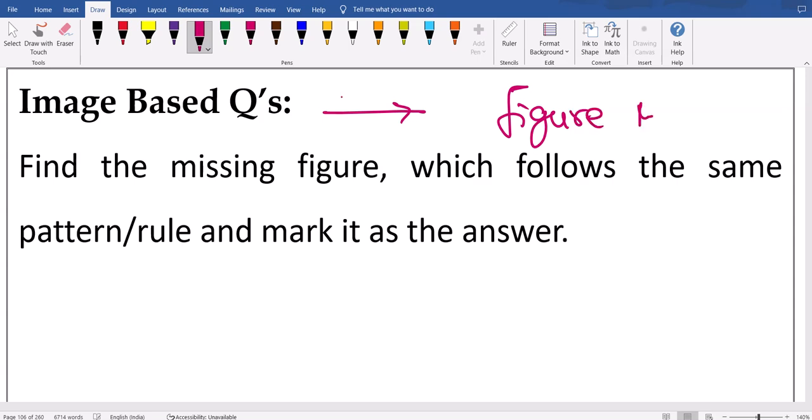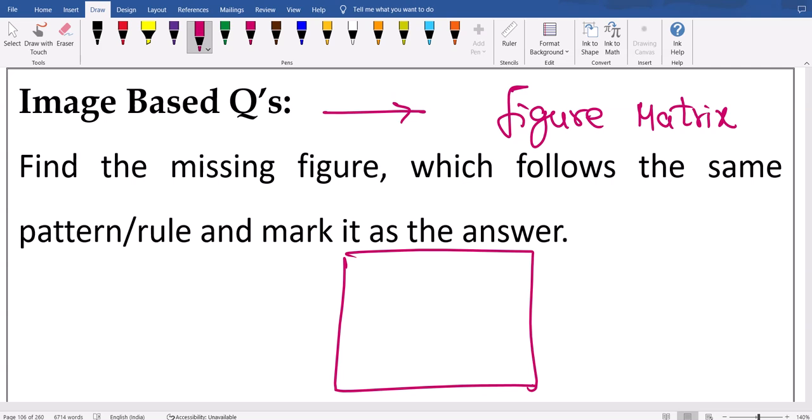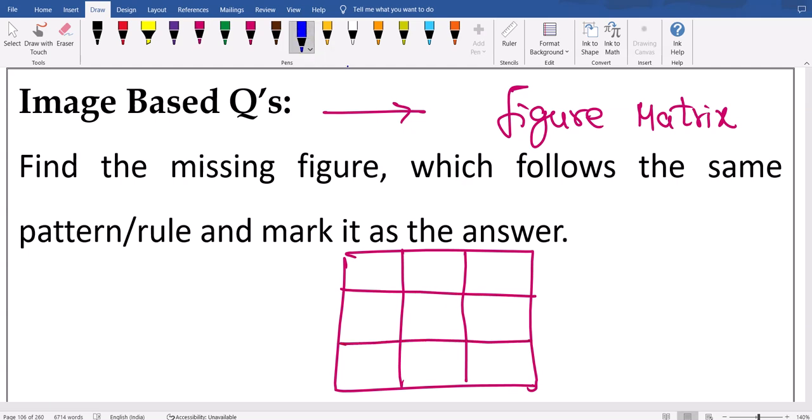Okay, the concept, the diagram, what they given is figure matrix. They are giving a matrix with 3 rows and 3 columns. Logic can be row wise or column wise. You have to see the logic row wise or column wise. Most of the questions they are giving row wise logic only. Sometimes column wise also possible. Some questions column wise also possible.